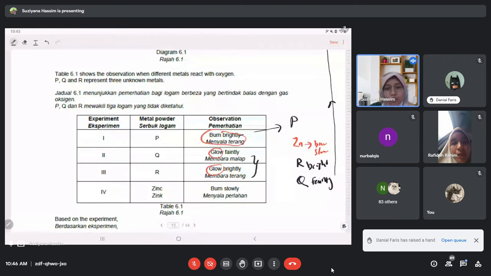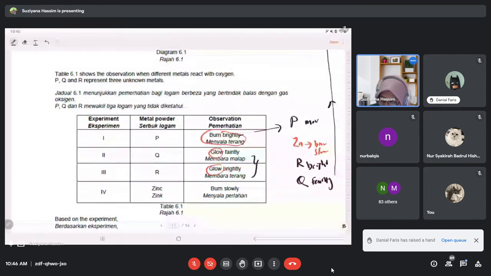Why do I say so? I've taught you before that when going up, the reactivity of the metal increases, the metal is more reactive towards oxygen, so the flame is brighter. But when going down, the glow becomes fainter, lowest and dim. So P, Zn, R, Q. P is more reactive, so the least reactive is this one. Is that clear?